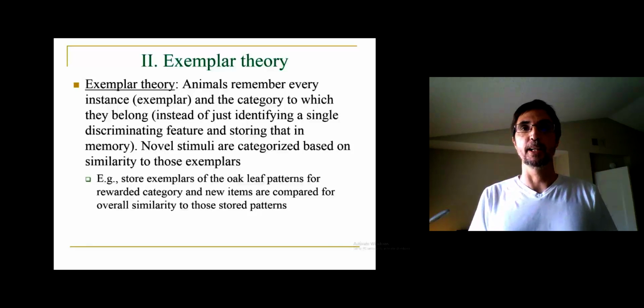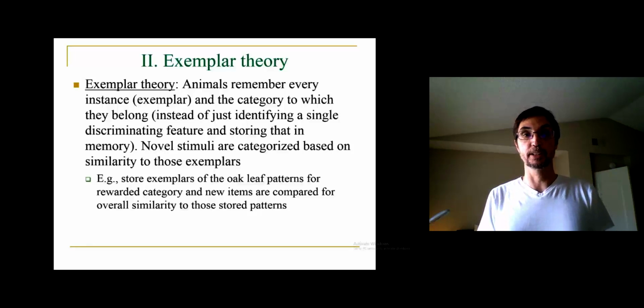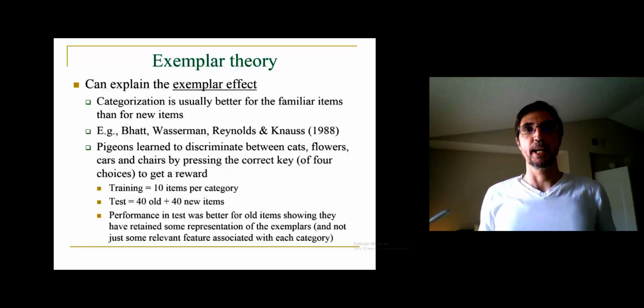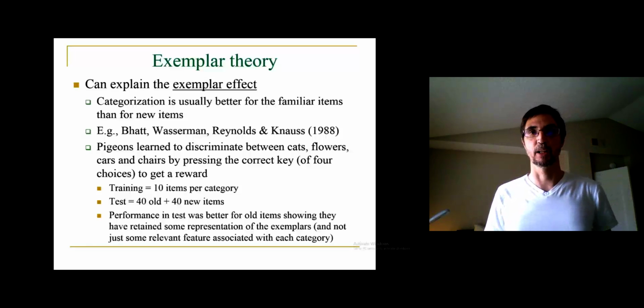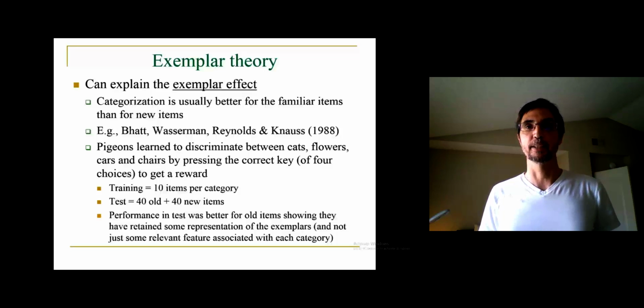So how would this work with the oak leaves? Well, according to this theory, the animal would store the exemplars of oak leaves pattern for the rewarded category, and new items would be compared for their similarity to those exemplars that it has stored. One of the nice things about the exemplar theory is that it can explain what is called the exemplar effect. This is really a simple idea, kind of obvious really, that categorization is usually better for familiar items than for new items.